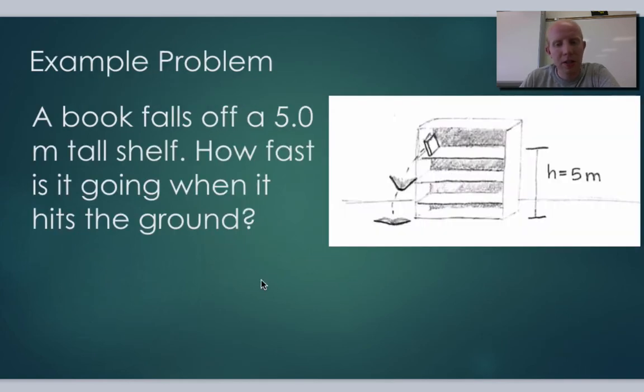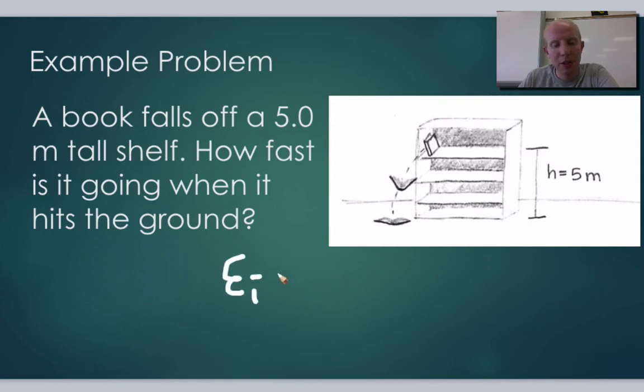So let's look at this problem. A book falls off a 5-meter tall shelf. How fast is it going when it hits the ground? Now we've solved this problem before with kinematics, using the kinematic equations and how much time it took to fall and stuff like that. And it can be a little bit of a pain to solve something like this. We can solve this a lot faster with the idea of conservation of energy.